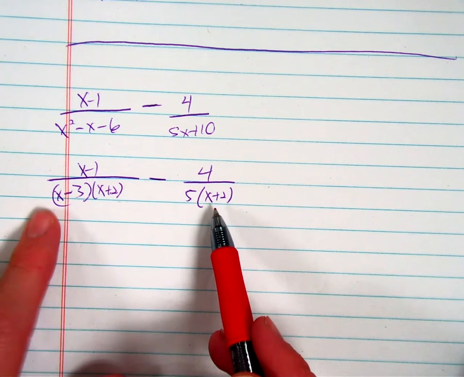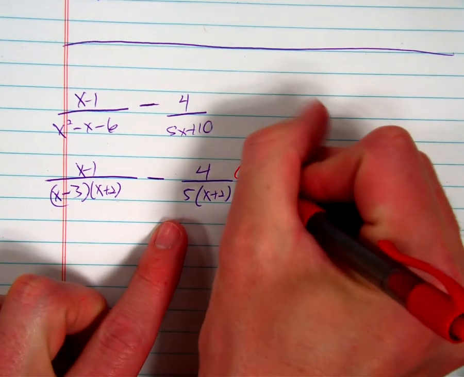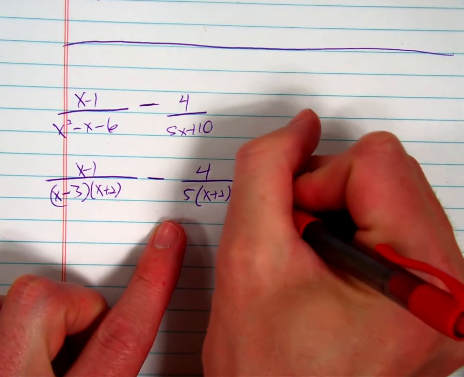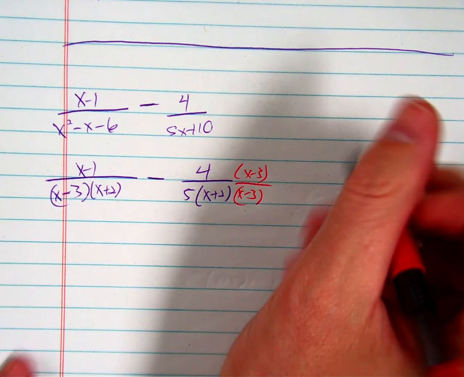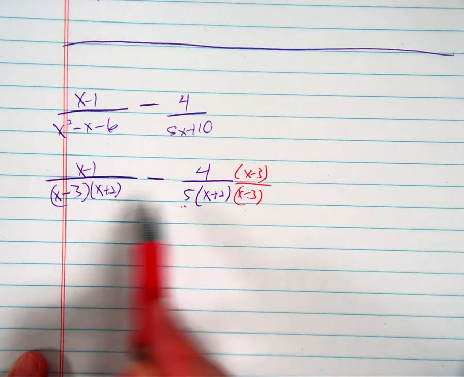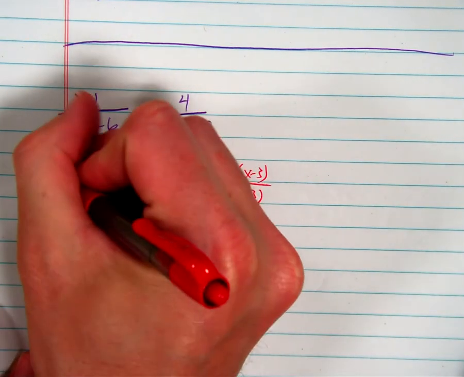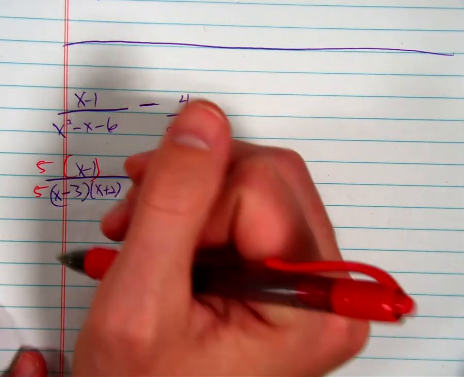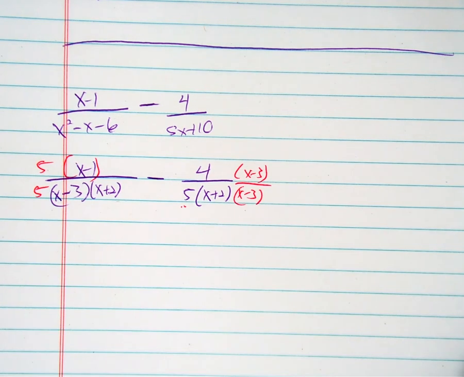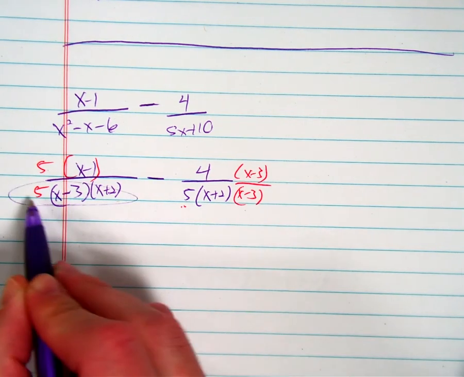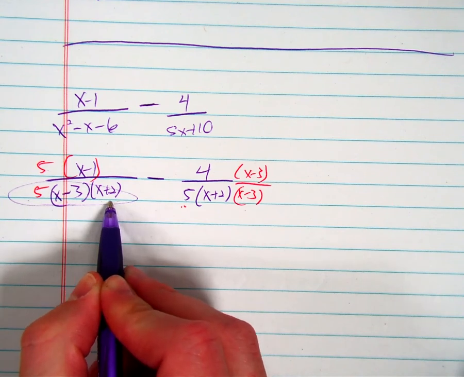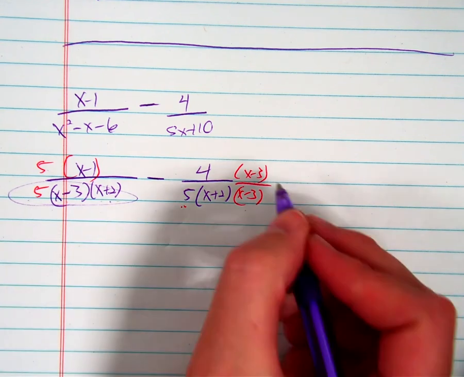So this one's missing the x minus 3 from over here. So I'm going to go x minus 3, x minus 3. This one was missing the times 5. So I'm going to go times 5 and times 5. Okay? So now my bottoms should match: 5 times x minus 3 times x plus 2.